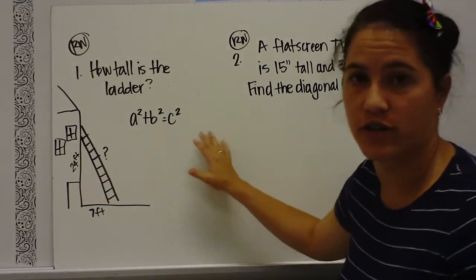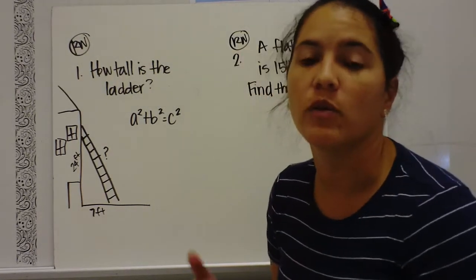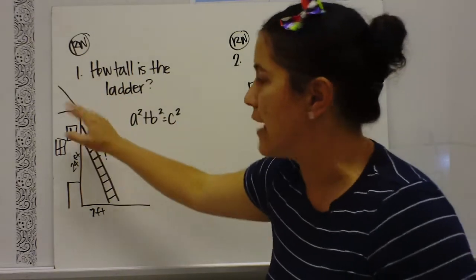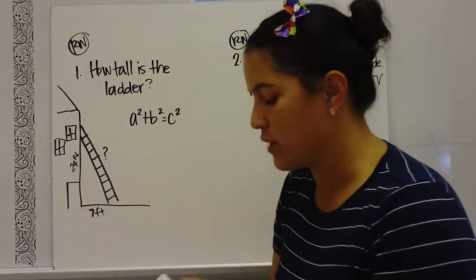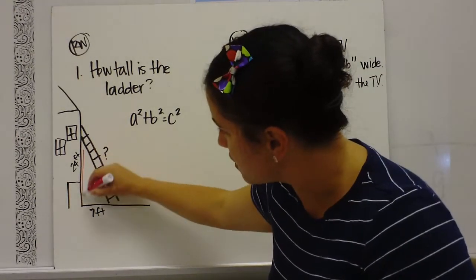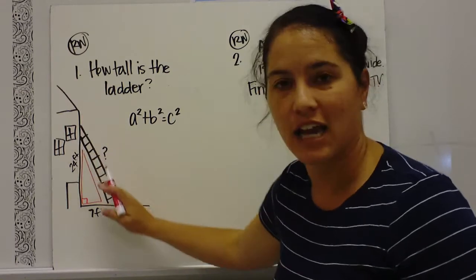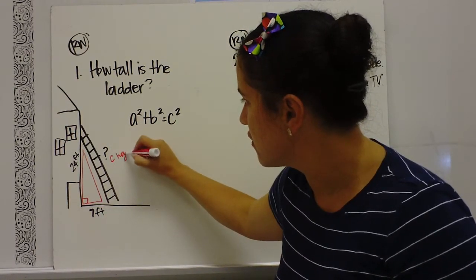Alright, so some real world questions. Real world questions involving the Pythagorean Theorem are going to revolve around a right triangle. So how tall is the ladder? You see my house, and the ladder is next to the house. If you can see, I have developed a right triangle right here. So I'm missing how tall the ladder is. That would be the C, the hypotenuse.